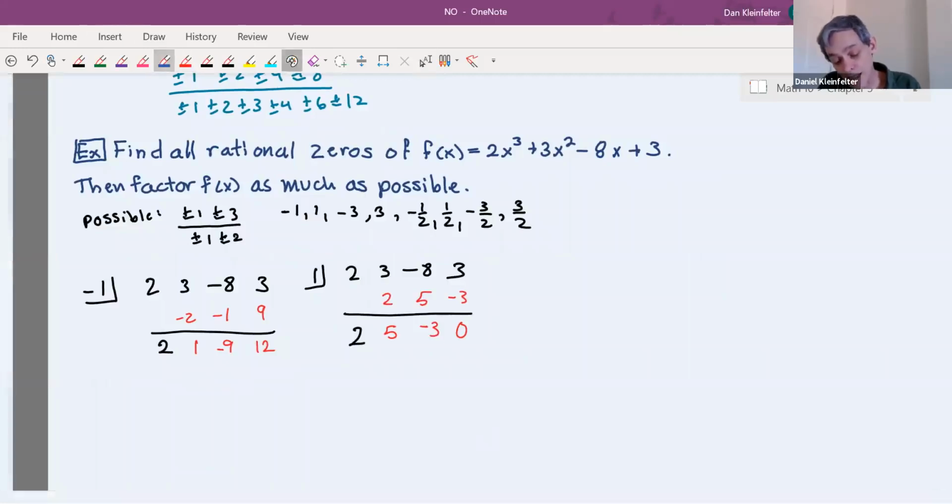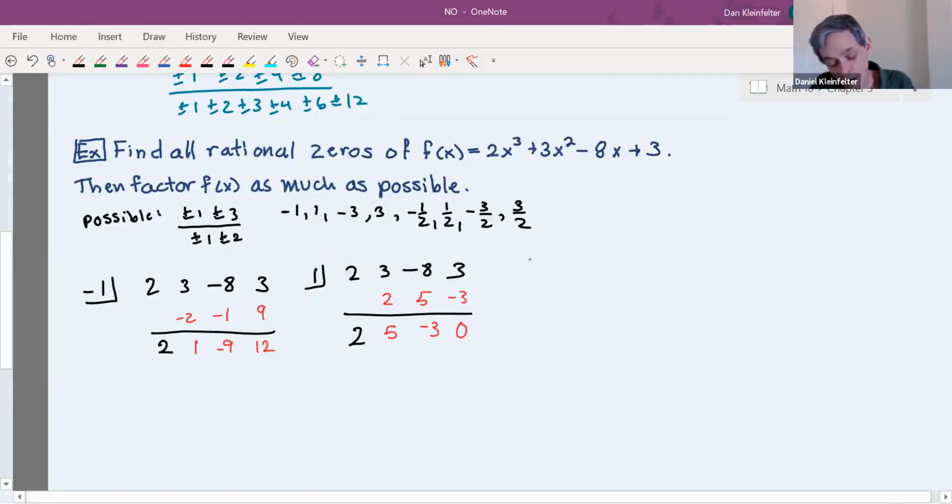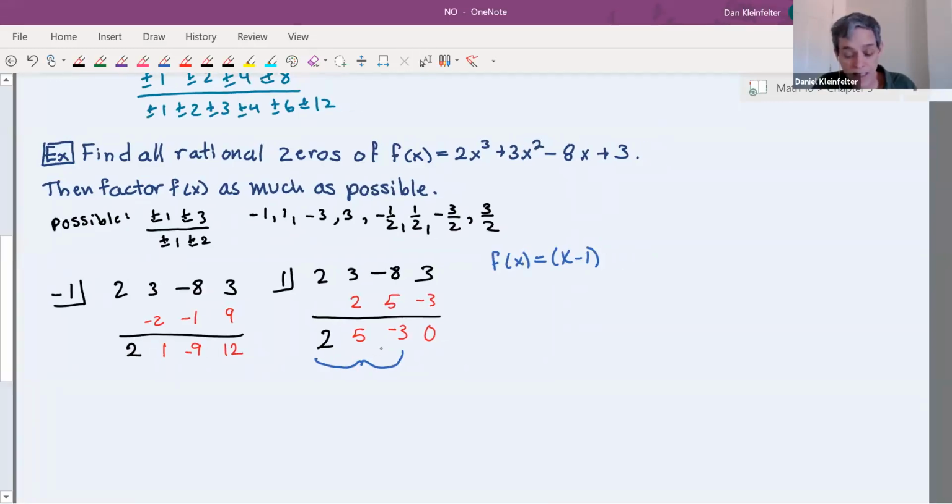So since 1 is a 0, that means that x minus 1 is a factor. So our f of x is starting to factor as x minus 1. The other factor is going to come from our quotient row of that last synthetic division, which is the reason I'm using synthetic division for this instead of just plugging in the numbers. So this will give us 2x squared plus 5x minus 3. Okay, so there's our factorization, but I want to check and see about finding the zeros for the quadratic part right here. So we're going to do that.